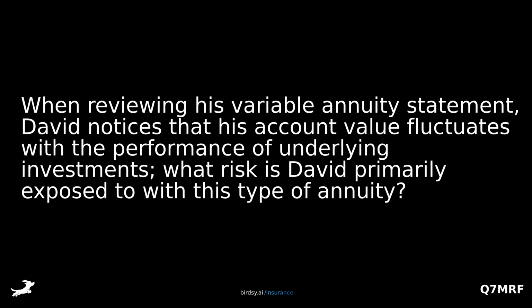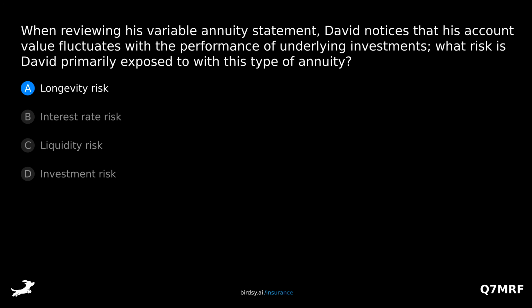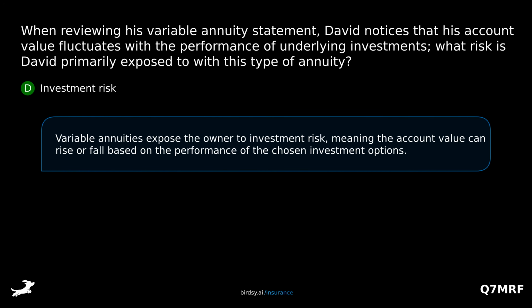When reviewing his variable annuity statement, David notices that his account value fluctuates with the performance of underlying investments. What risk is David primarily exposed to with this type of annuity? Is it A. Longevity risk? B. Interest rate risk? C. Liquidity risk? Or D. Investment risk? The correct answer is D. Investment risk. Variable annuities expose the owner to investment risk, meaning the account value can rise or fall based on the performance of the chosen investment options.